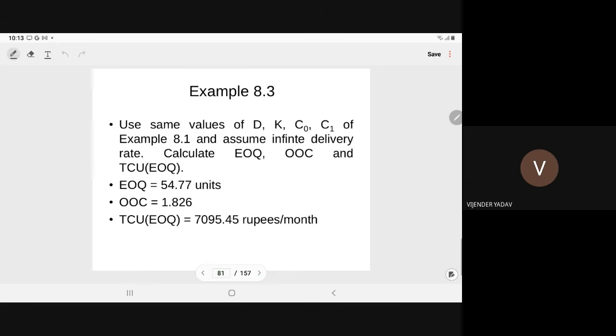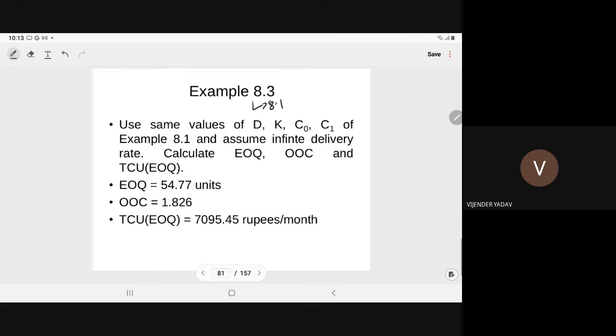So here we have the effect of the lead time. Use the same values of D, K, C naught, C1 of Example 8.1. Assume infinite delivery rate. Calculate the EOQ, OOC, and TCU at the optimal order quantity. That is our question, an extension of 8.1.